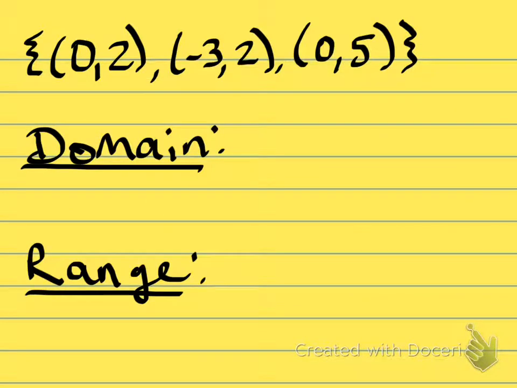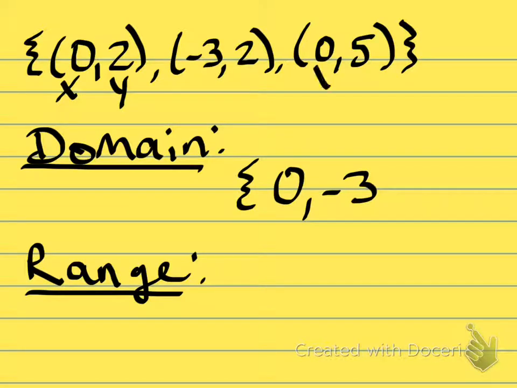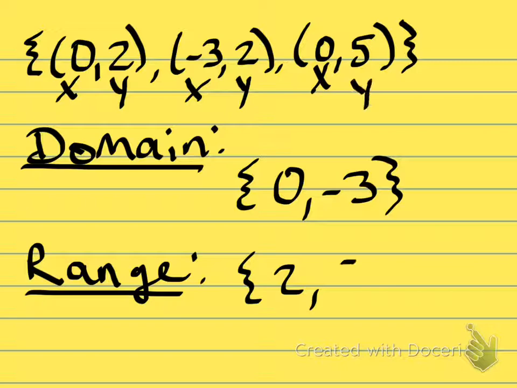Okay, and then you can also do the domain and range from a set of points. Remember, your points are x, y. So the first number goes in your domain, 0, -3, and then if you look, we have another 0 right here. We don't need to rewrite that, so 0, -3 is your domain. Your range is 2. Now again, we have another 2, so we don't need to repeat, and then we have a 5. So your range is 2 and 5.